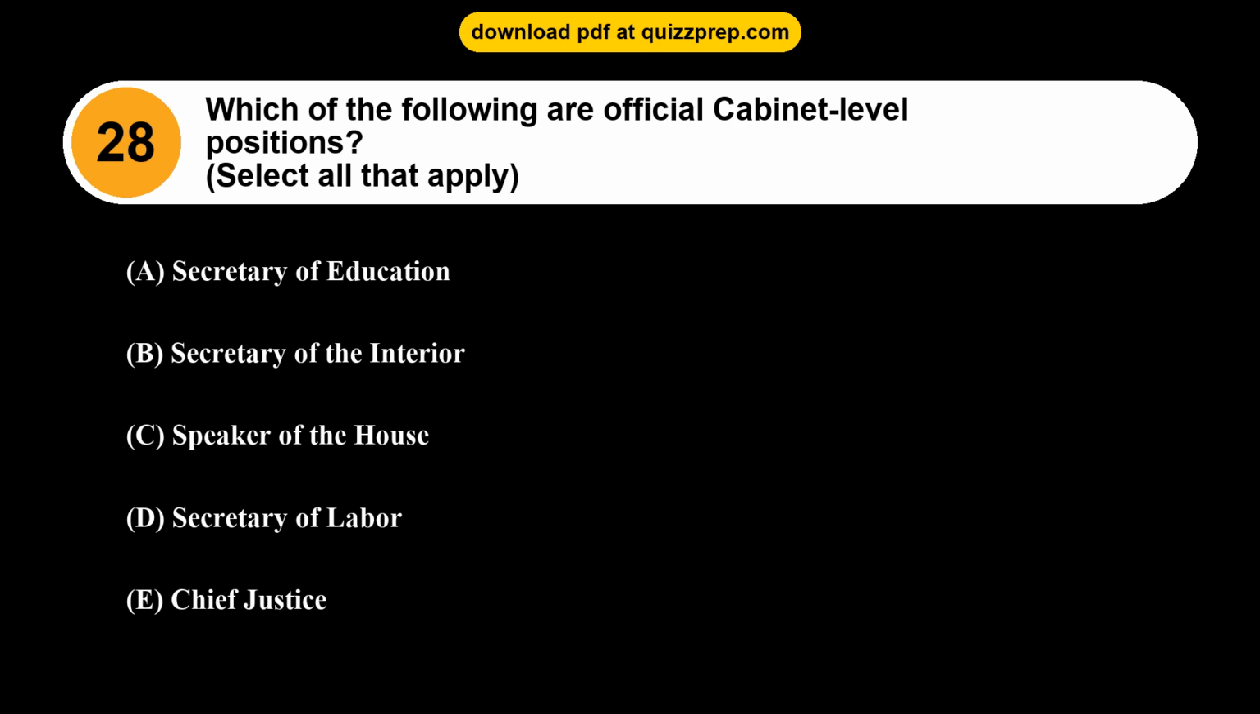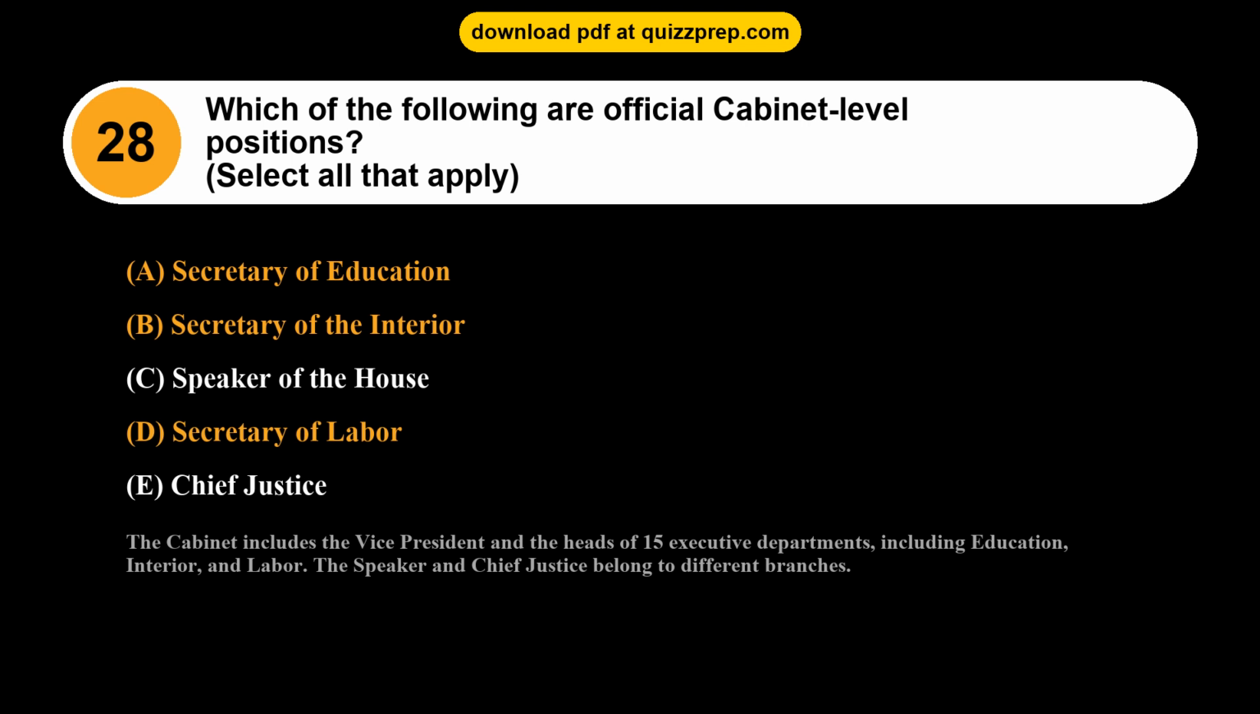Question 28. Which of the following are official cabinet-level positions? Option A, Secretary of Education. Option B, Secretary of the Interior. Option C, Speaker of the House. Option D, Secretary of Labor. Option E, Chief Justice. The correct answers are options A and B and D. Secretary of Education, Secretary of the Interior, Secretary of Labor. The cabinet includes the vice president and the heads of 15 executive departments, including education, interior, and labor. The speaker and chief justice belong to different branches.